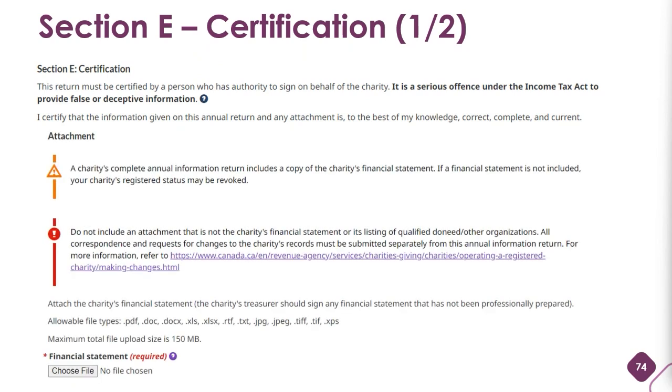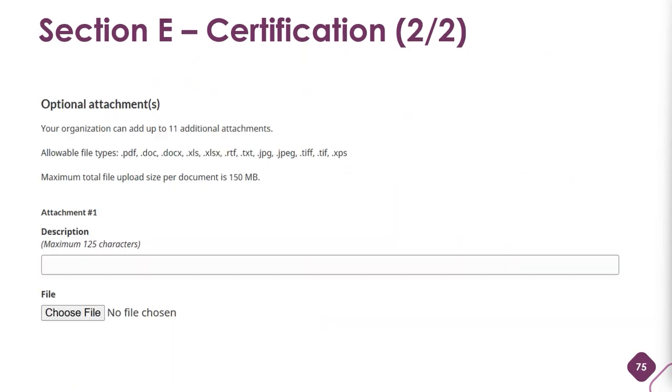Section F is where you'll be able to upload your financial statements as well as other optional attachments like the Qualified Donees Worksheet. The notices you see here are reminders that your annual return is not considered complete unless you provide the financial statements. We also asked that you do not include attachments other than the charity's financial statements or a list of qualified donees or grantees to which gifts were made. All correspondence and requests for changes to the charity's records must be submitted separately from this annual information return.